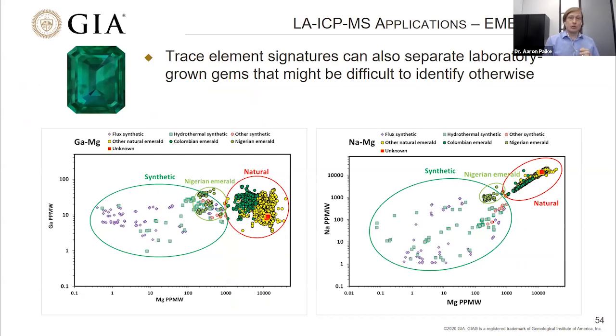Another application is looking for laboratory-grown gemstones. For emeralds, almost every emerald is pretty easy to identify as laboratory-grown versus natural using a gemological microscope. There might be a few cases where the call is a little more difficult and you need a bit of additional information in order to provide some confidence in your call. So we can look at trace elements again, not only to identify the geographic origin of an emerald, but also to identify the laboratory-grown or natural nature of that gemstone.